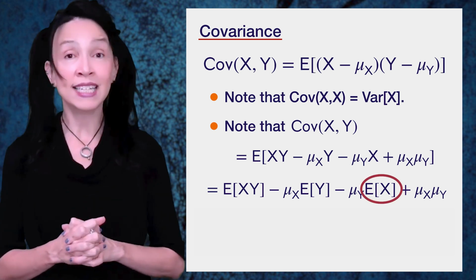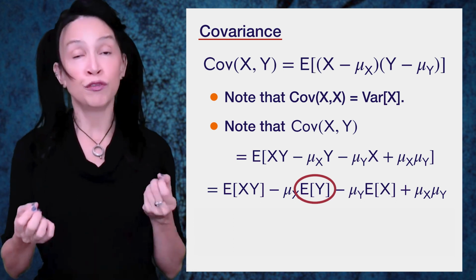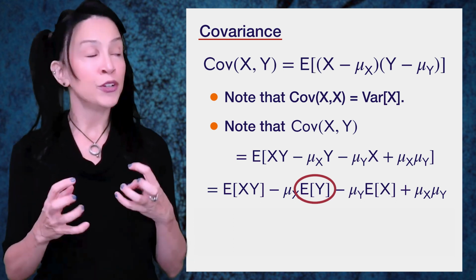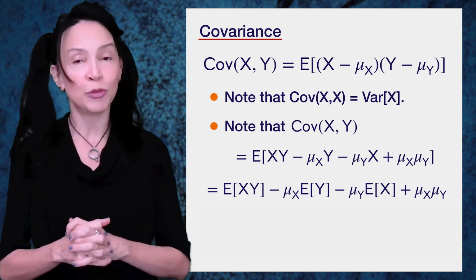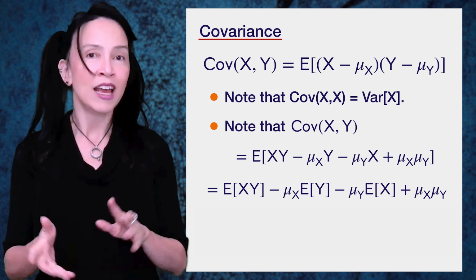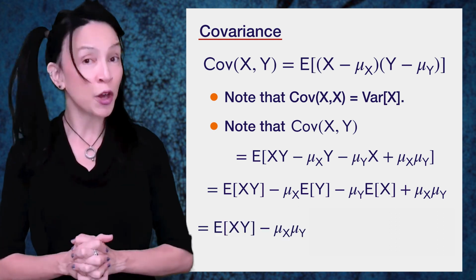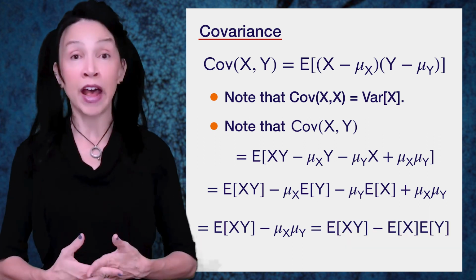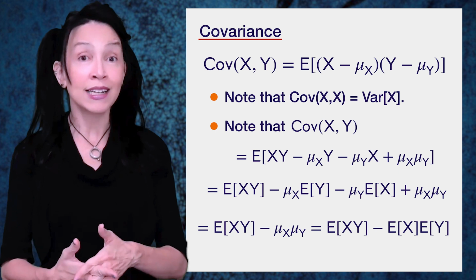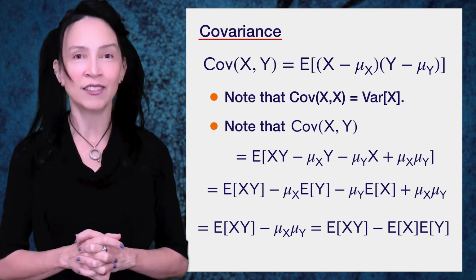So note that this is mu X and this is mu Y. Once you fill that in, you've got a bunch of products of mu X, mu Y. You've got a negative mu X mu Y, a negative mu X mu Y, and a positive mu X mu Y. And when you add them all together, you get a single negative mu X mu Y. In other words, the covariance between X and Y can be computed as the expected value of X times Y minus the expected value of X times the expected value of Y.